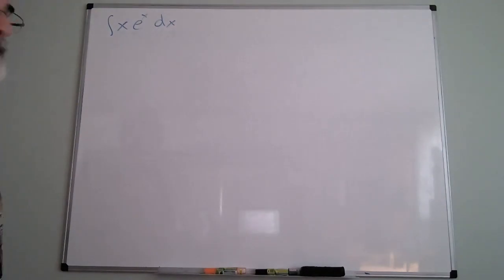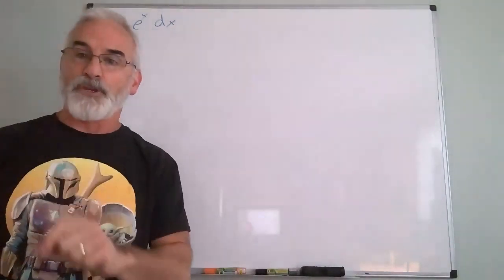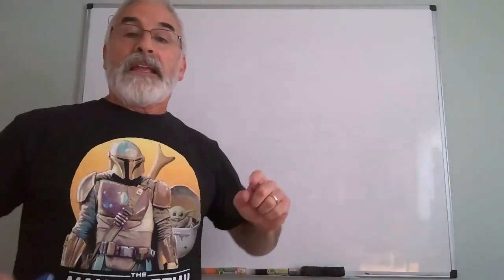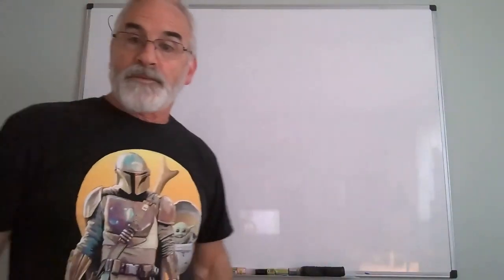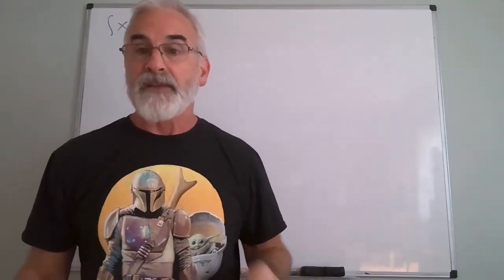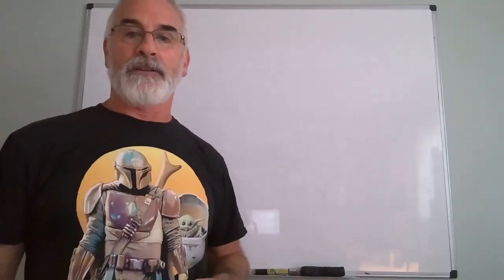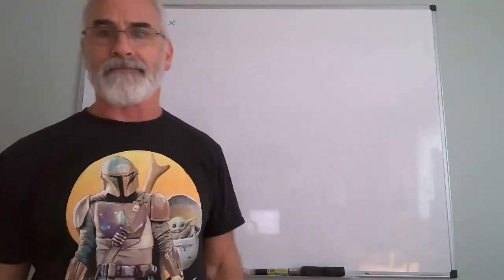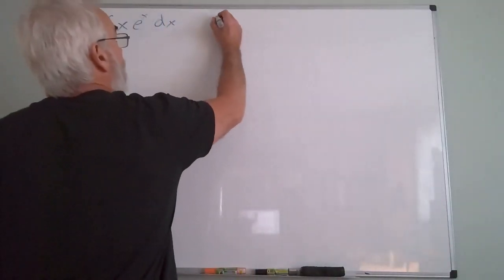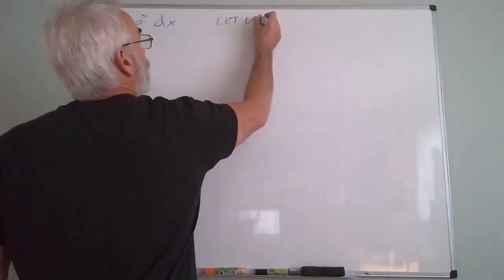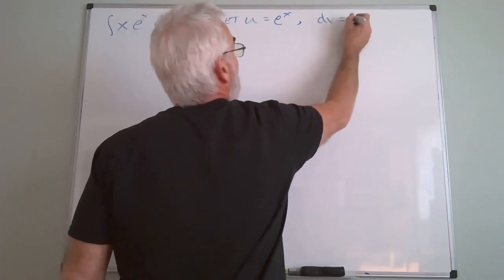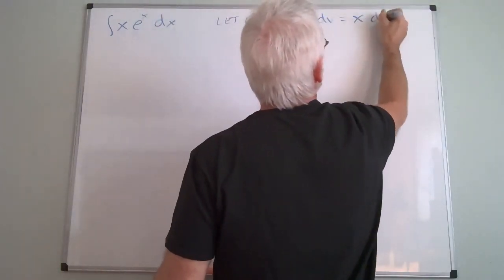So what we have to do is decide which one of these is the u and which one of these is the dv. And by the way, if I can integrate both of those terms, then generally either one of them can be u and either one of them can be dv. If one of the terms I cannot integrate, then it has to be the u because I can't go backwards. So let's suppose that we decided that we're going to let u equal e to the x, and then we'd write our dv as x dx.